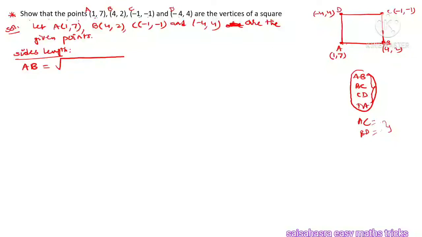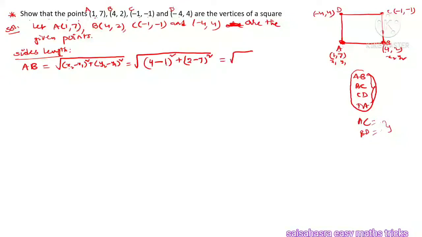AB length means the distance between point A and point B. This is x1 y1 and this is x2 y2. Here I am writing the formula: square root of (x2 minus x1) whole square plus (y2 minus y1) whole square. x2 is 4, x1 is 1, so 4 minus 1 whole square plus y2 minus y1, so 2 minus 7, whole square.